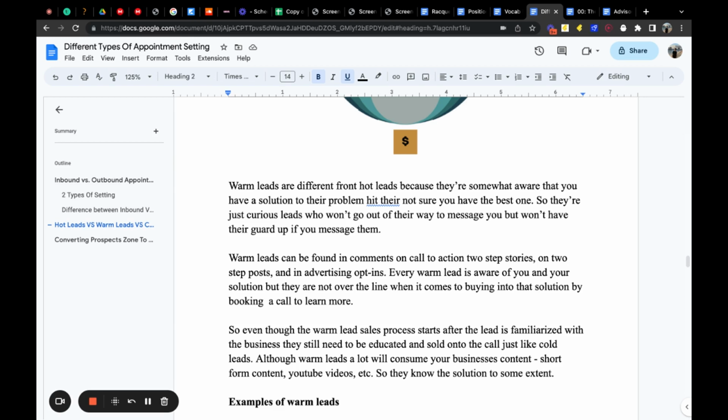They're going to be found on two-step stories, call to action posts, and two-step posts. They're going to be found in advertising opt-ins, in shout-outs, Instagram shout-outs. They can be found in short form content that has a call to action. They're basically people who are going to engage, but they're going to take the minimal amount of effort to engage with your business because they're still exploring, they're curious, and they're not 100% set on taking your solution to solve their problem.